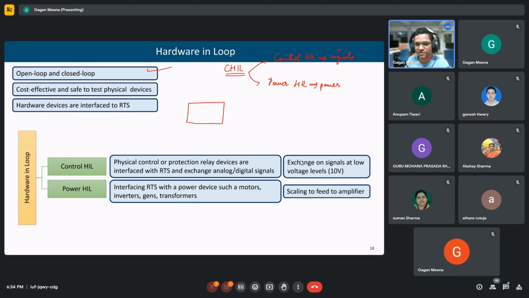Suppose this is RTDS, and we have modeled a network inside RSCAD. Then at a certain bus, I want to take output. Let's say I am taking voltage and current, and then I have a power amplifier here, and in between we also have digital to analog converters.